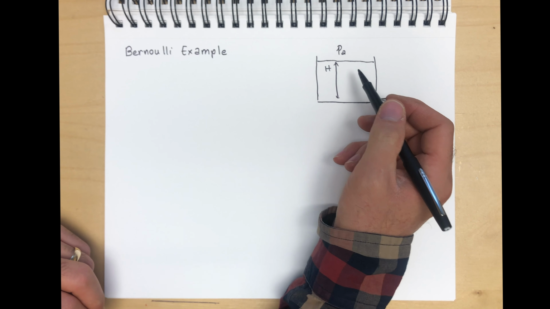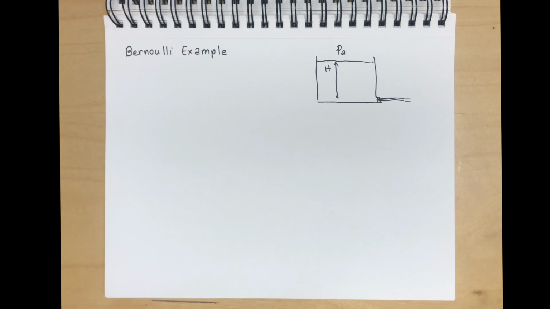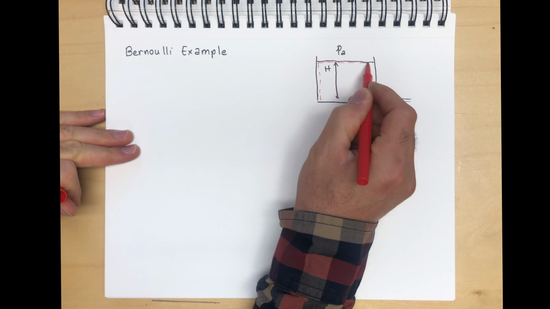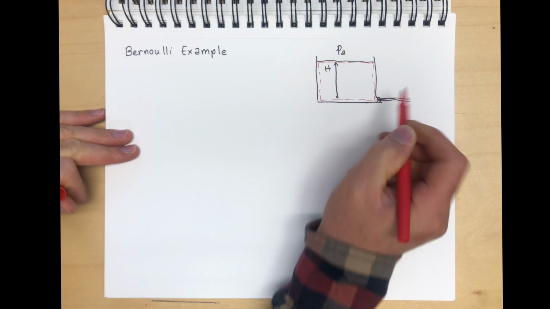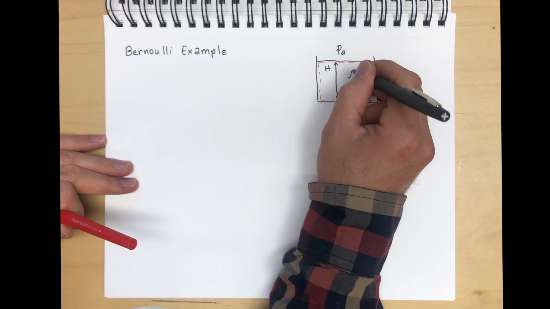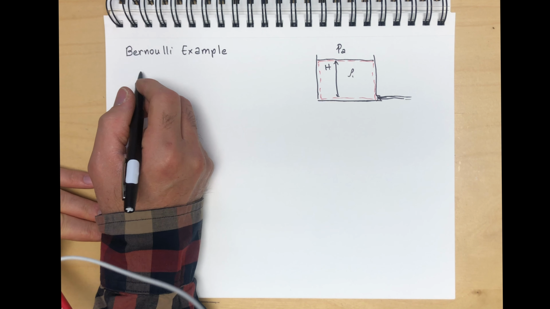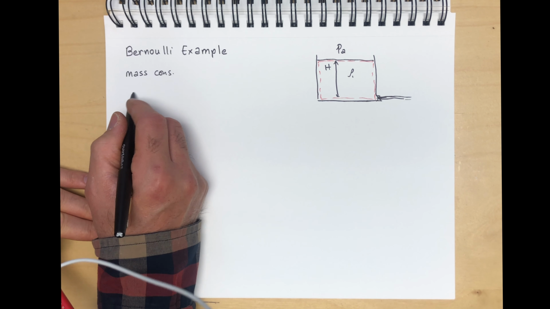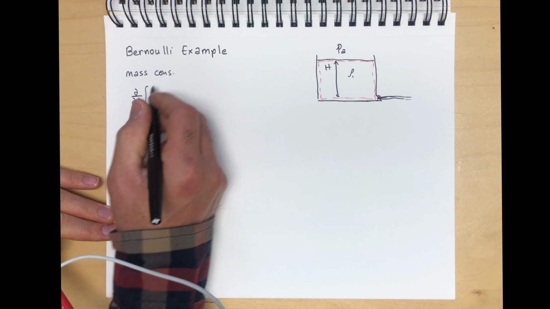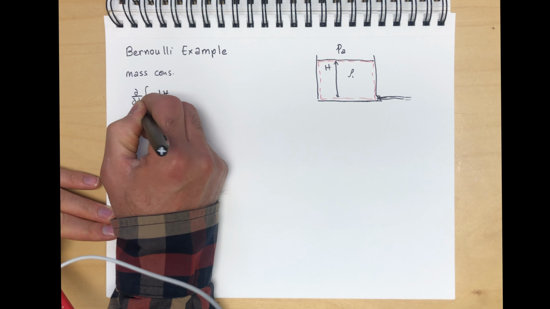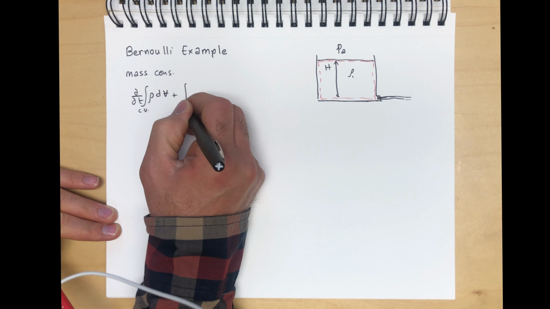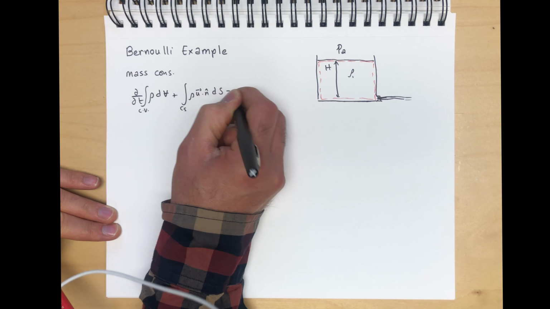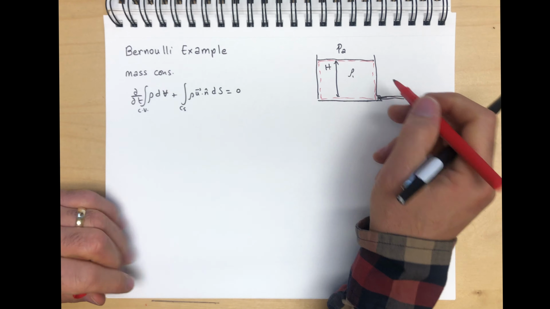So we saw a similar problem in the past where we applied mass conservation to get to this formula. If we take this control volume, shown in red over here, we just simply apply mass conservation for a fluid with a density rho. So mass conservation on the control volume tells us that d by dt of the integral of rho dV over the control volume, plus the fluxes, the integral over the control surface of rho u dot n dS, equals 0.